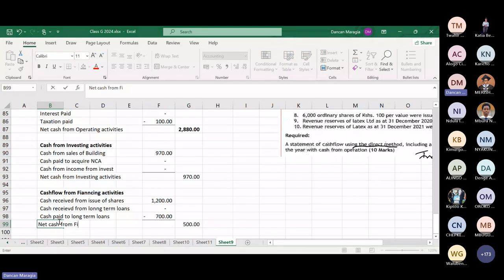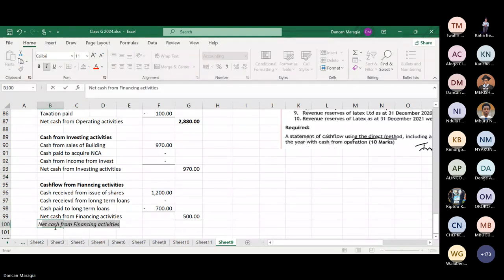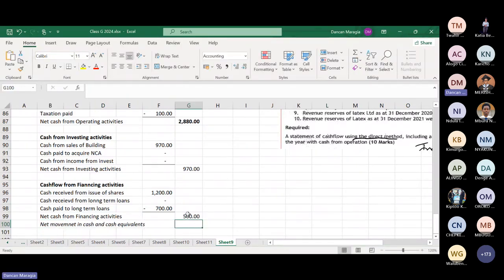Net cash from financing activities. That then gives us what we call net movement in cash and cash equivalents, which is either a positive or a negative. You add the three figures now: the one from operating, the one from investing, and the one from financing.